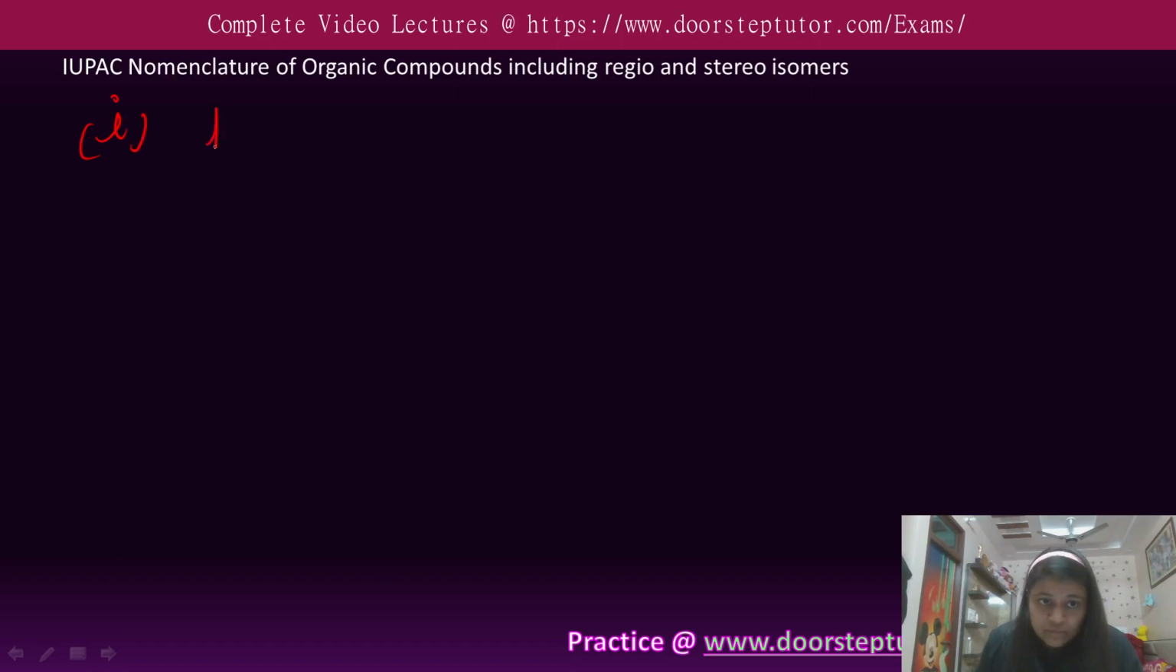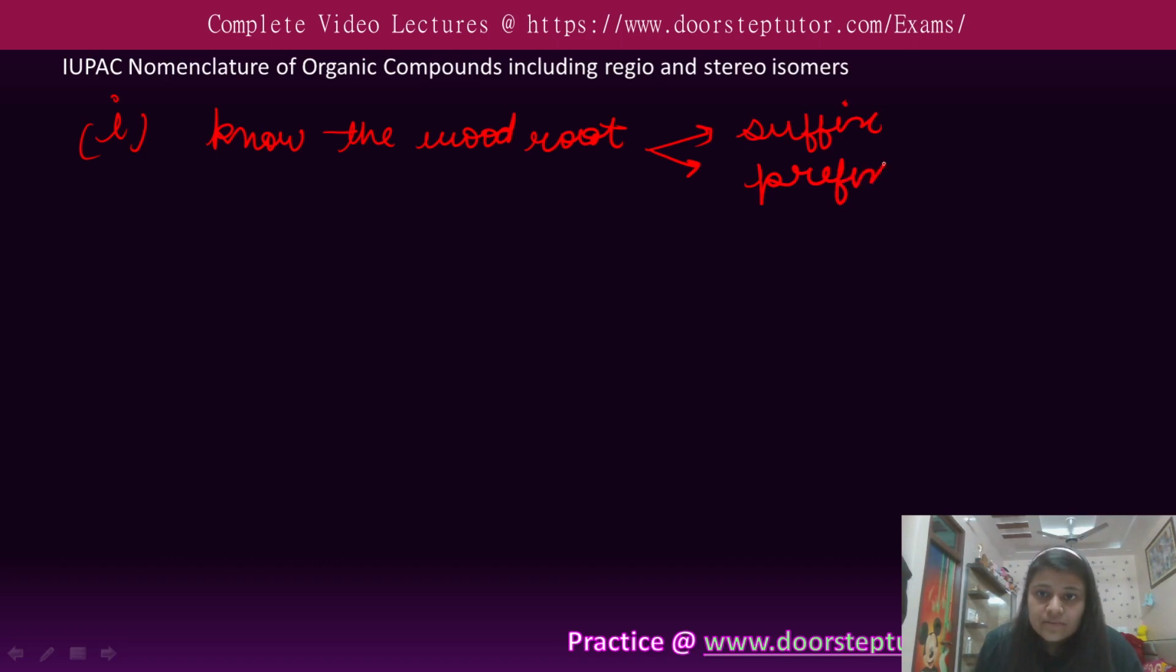Okay, so the first rule is know the word root. So word root means that for a word to form we should have a suffix and a prefix. Okay, so a complete word is generally formed from a prefix, and after that there must be a suffix. Okay, second rule. These are some standard IUPAC nomenclature rules.